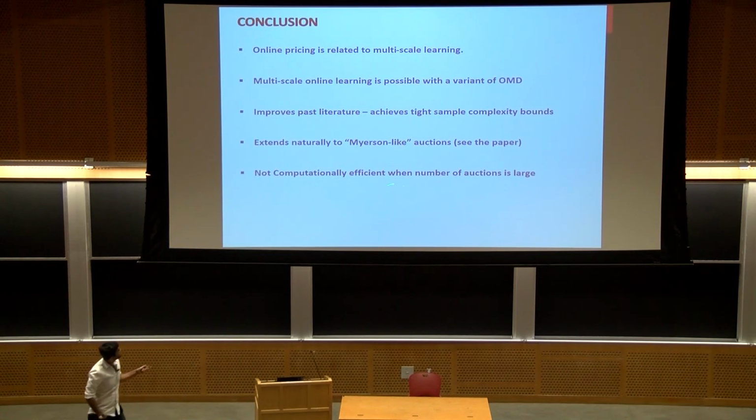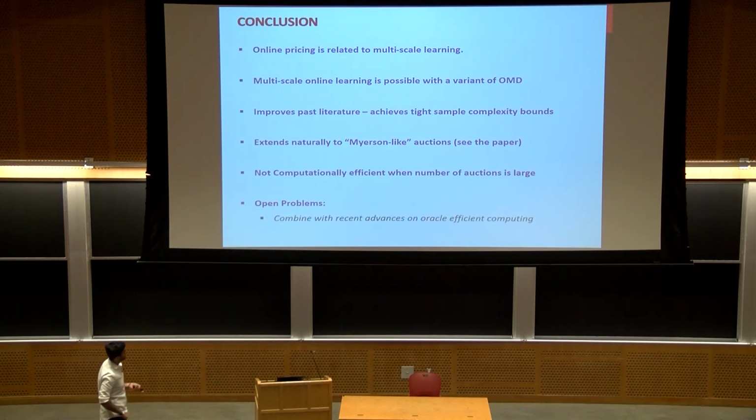The drawback, if you think about the Myerson-like auctions, is that multi-scale multiplicative weight update is not computationally efficient because you have exponentially many arms. And now this is one interesting open question: can you combine this with the recent advances on oracle-efficient learning and get an efficient algorithm?